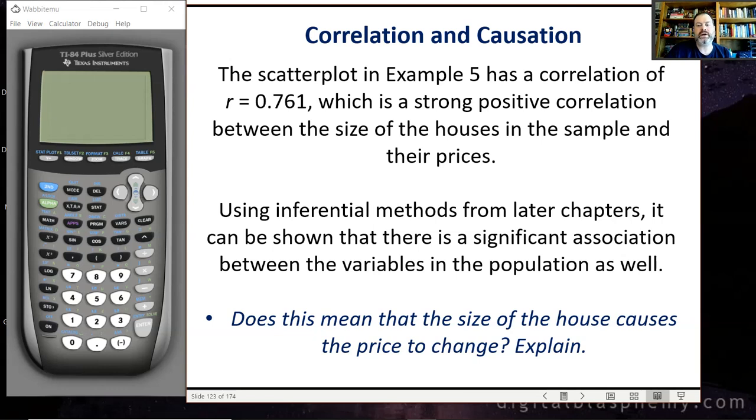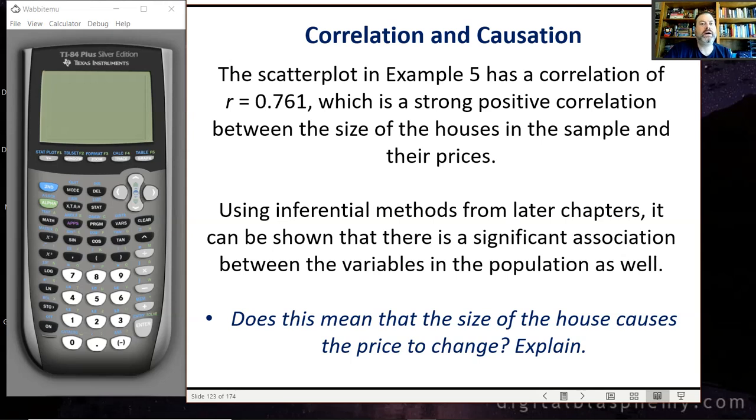And using inferential methods from later chapters, it can be shown that there is a significant association between the variables and the population as well. We're going to do that later, starting at around chapter 3. So, strong, positive, linear. And it turns out that this is a significant association. Does this mean that the size of the house causes the price to change?